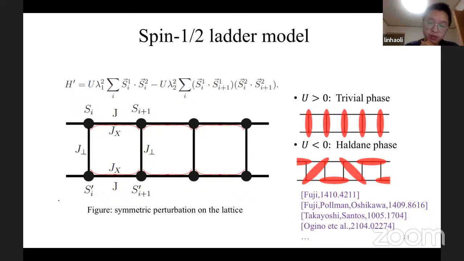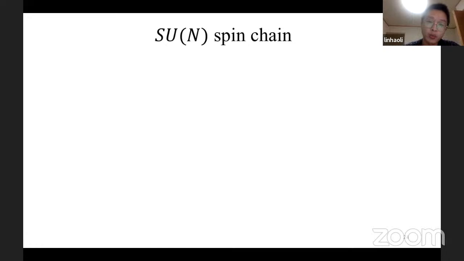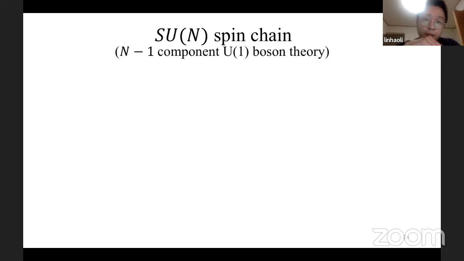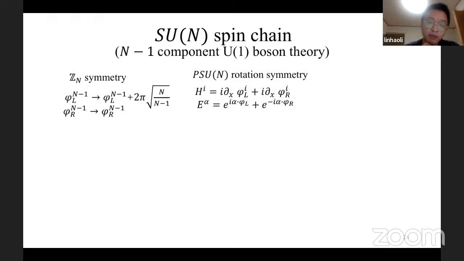Then it's natural to consider the SU(N) spin chain with general N, and the low energy effective theory is just a (N-1)-component U(1) boson theory. Similarly, this spin chain also preserves the spin rotation and the translation symmetry. In the IR limit, they correspond to the PSU(N) rotation and the chiral symmetry respectively.